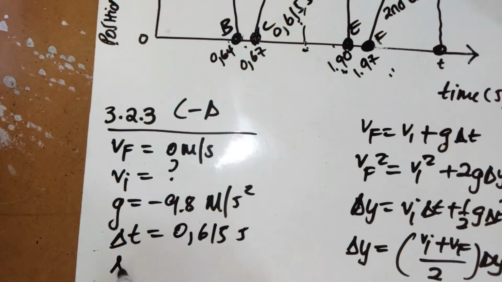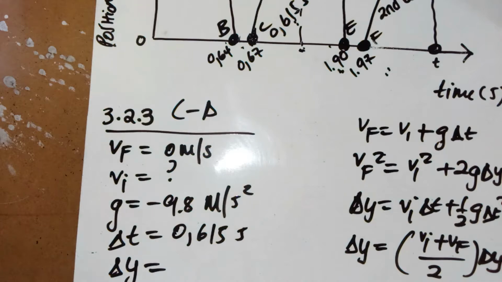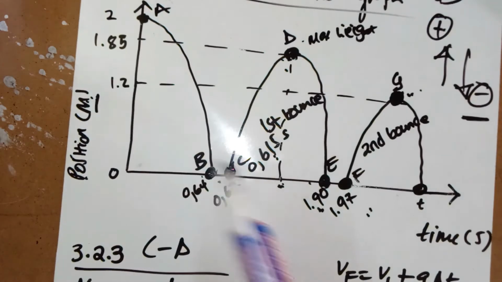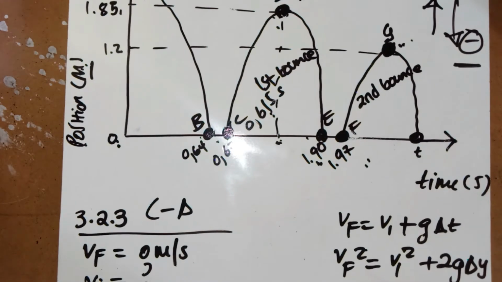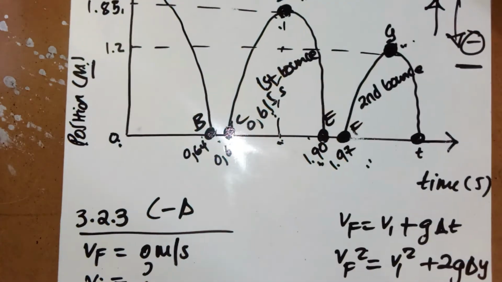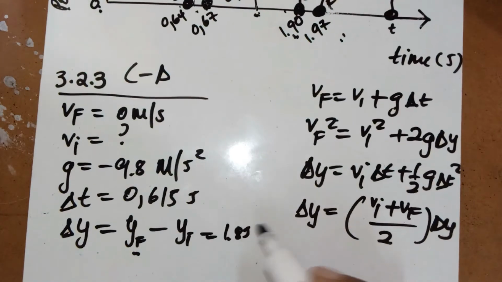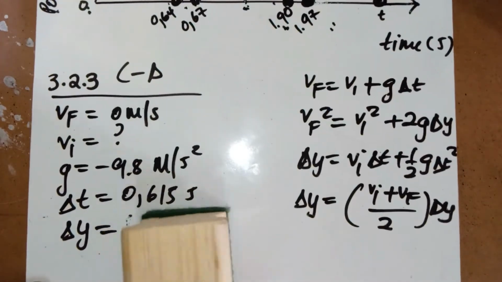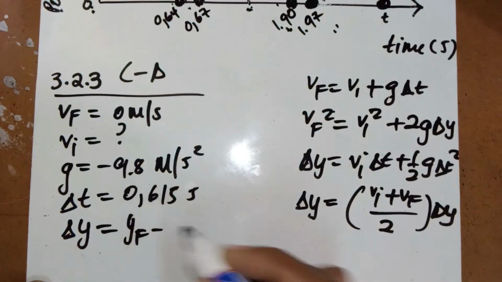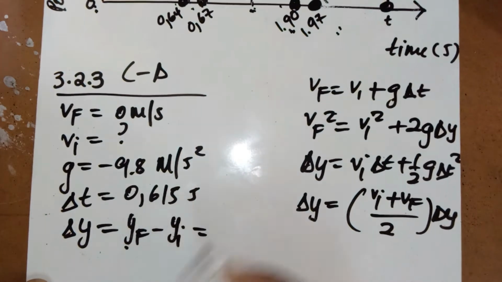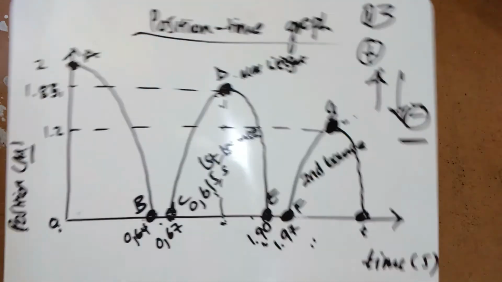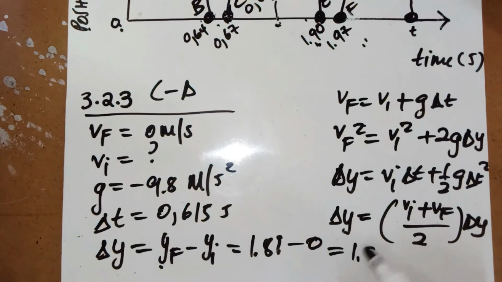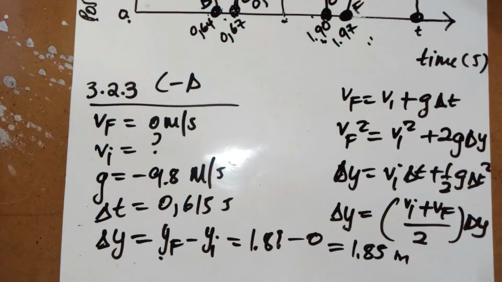What else can we do? We know the change in the displacement. Yes, we do, because we know that this ball moved from position 0, the initial position, to the final position. So YF minus Y initial. The change in Y is going to be YF minus YI, and YF is 1.85, because this ball bounces back and reaches a height of 1.85 meters, minus the initial, which is 0, so that is just 1.85 meters. Cool, understandable.